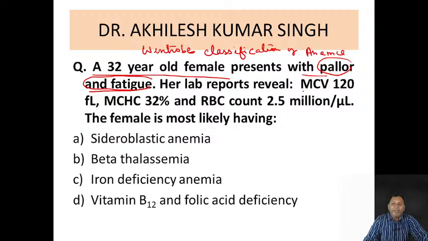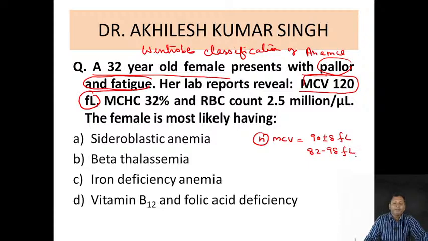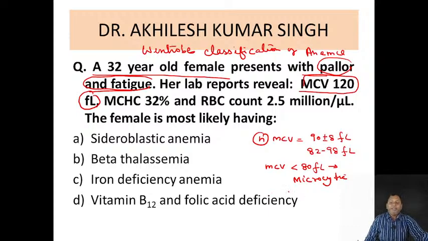Her lab test reveals MCV 120 femtoliter. FL means femtoliter, right. What is the normal value of the MCV? The normal value of MCV is 90 plus or minus 8 femtoliter. So the range is 80 to 98 femtoliter. If the MCV value is less than 80 femtoliter, it is called microcytic. So the RBC are called microcytic, right? And if the MCV is more than 100 femtoliter, then these RBC are called what?